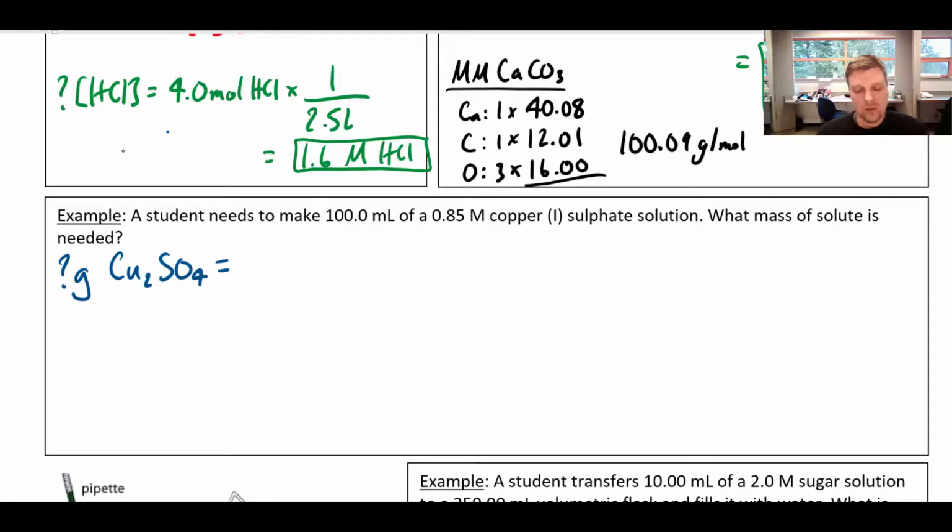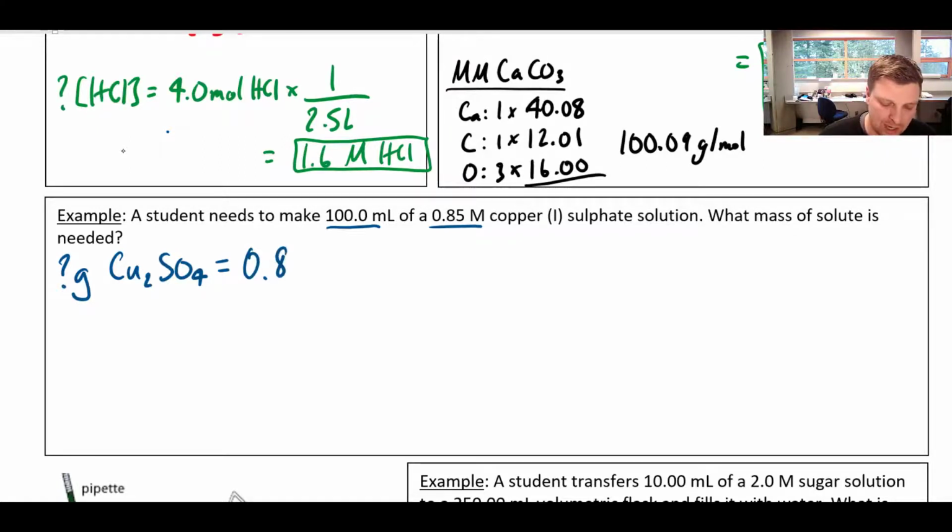So how many grams of copper 1 sulfate? And that's going to be equal to, well, again, I've got two pieces of information here. I know the volume that I want to use, and I know the concentration that I want to use. And it might be confusing as to which one we're going to start with. But remember, whenever we do these calculations, we're trying to go through moles. Moles is our conduit to everything. And so I'm going to use the number that already has moles built into it, which is this 0.085 molar number.